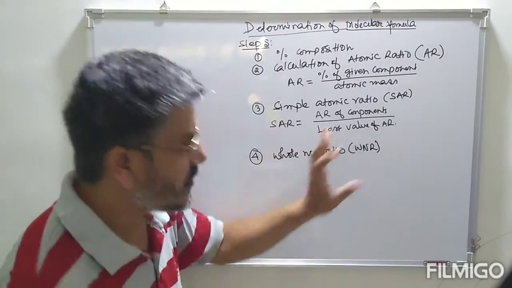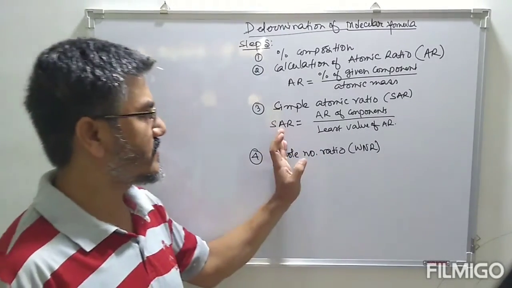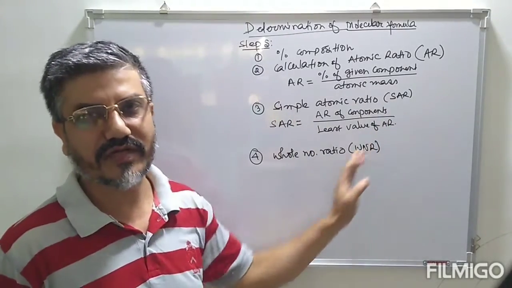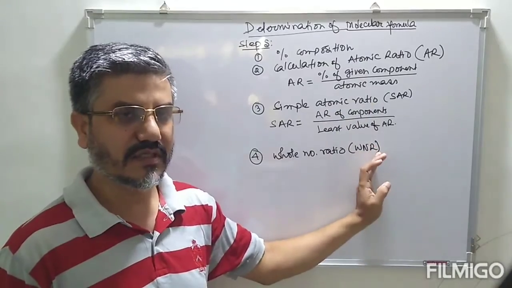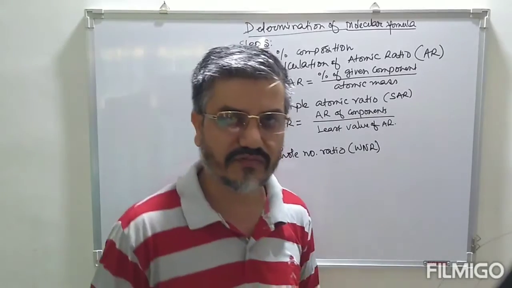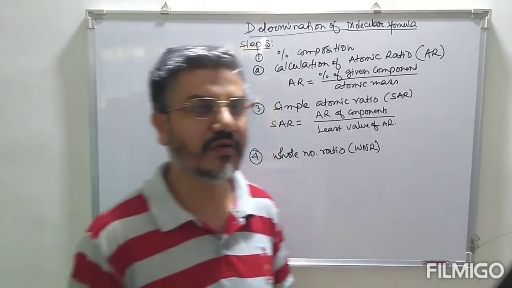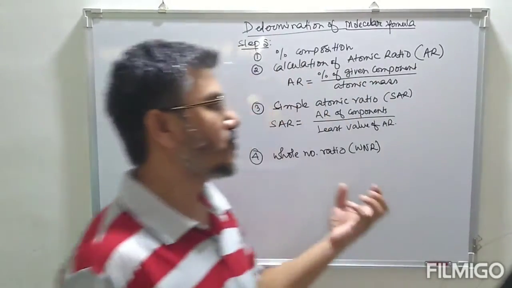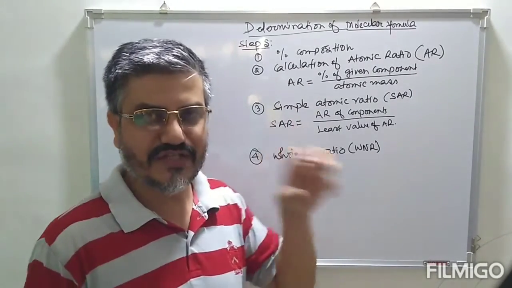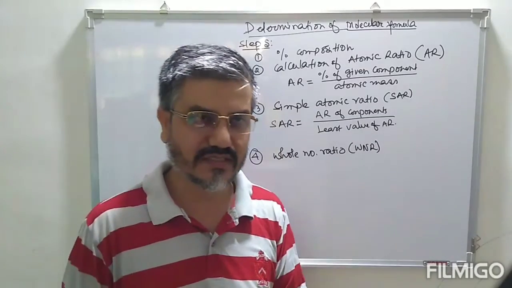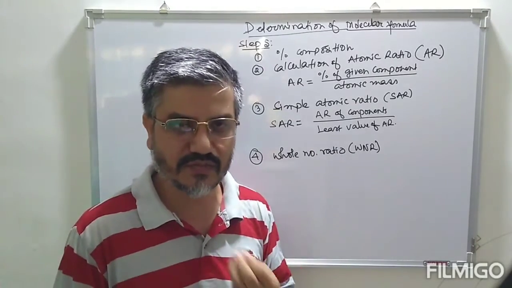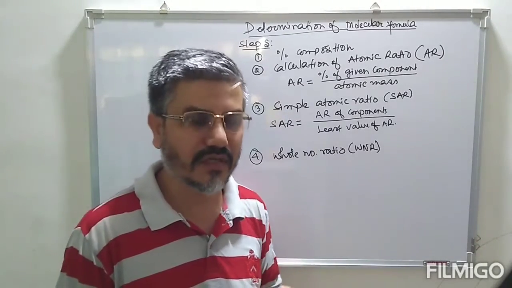So we have to define this whole number ratio. Suppose the simple atomic ratio that we defined in step number 3 comes out to be a fractional value. Now we have to convert this into a whole number ratio, because in any given formula we cannot have a fractional value of the combining atoms; it has to be a simple whole number ratio. So we multiply this simple atomic ratio by the smallest integer so that it is converted into a whole number. We start from the smallest possible integer, that is 2.